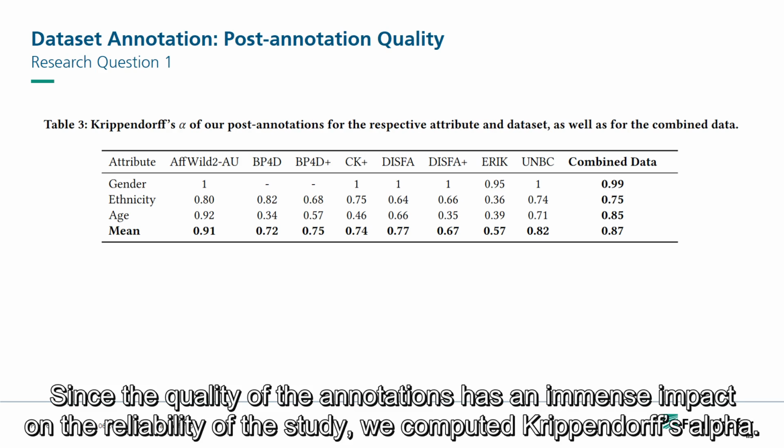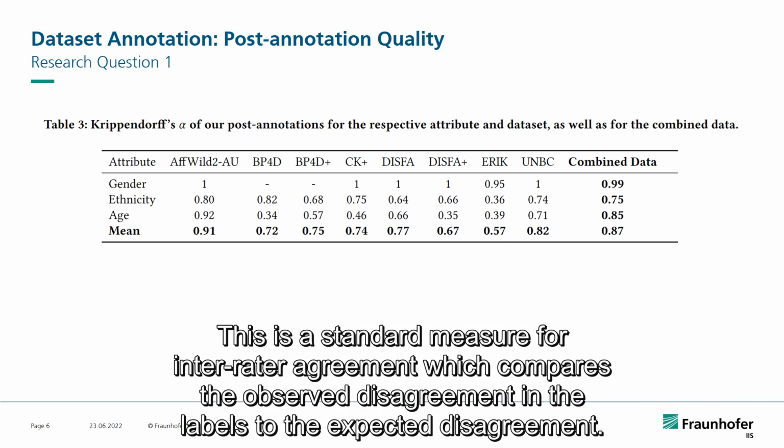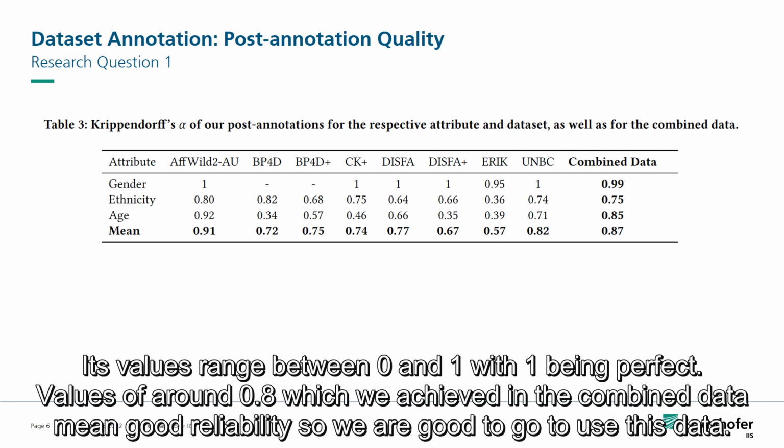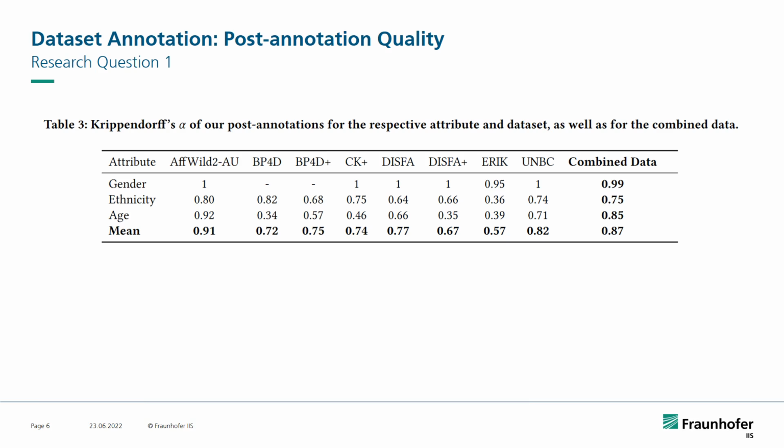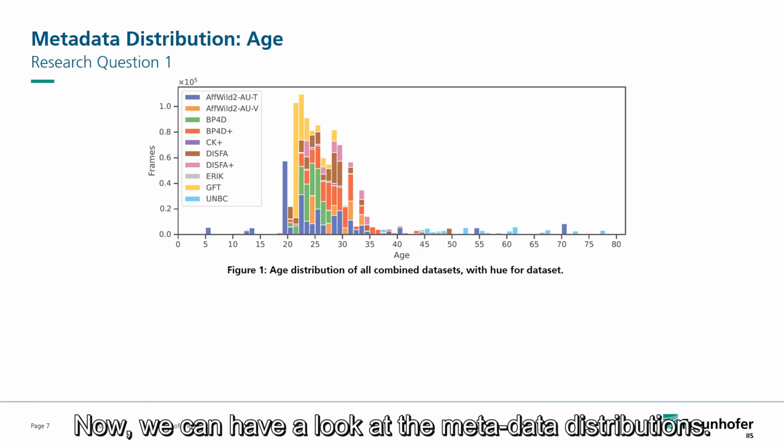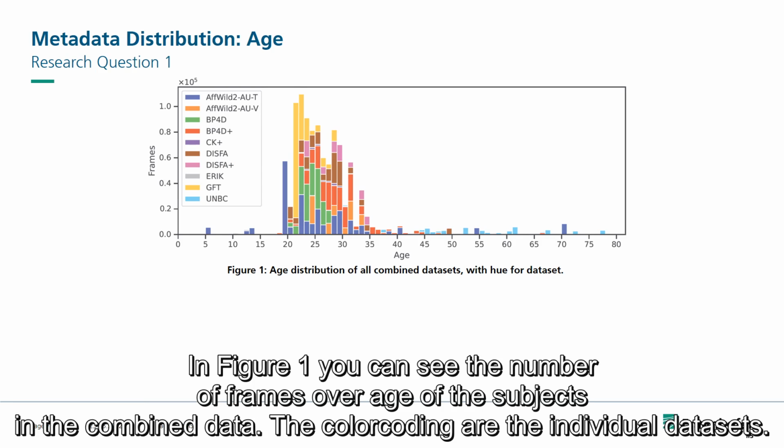Since the quality of the annotations has an immense impact on the reliability of the study, we computed Krippendorff's alpha. This is a standard measure for inter-rater agreement which compares the observed disagreement in the labels to the expected disagreement. Its values range between 0 and 1, with 1 being perfect. Values of around 0.8, which we achieved in the combined data, mean good reliability, so we are good to go to use this data. Now we can have a look at the metadata distributions.